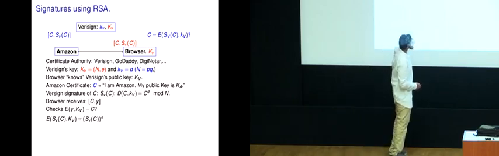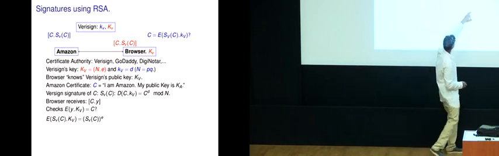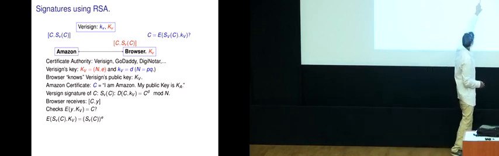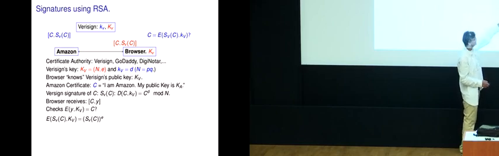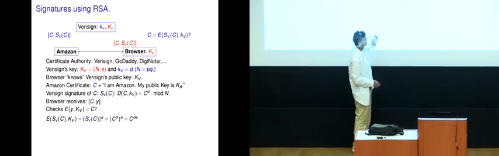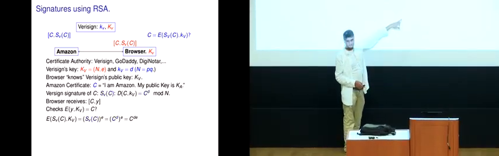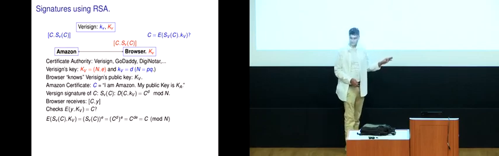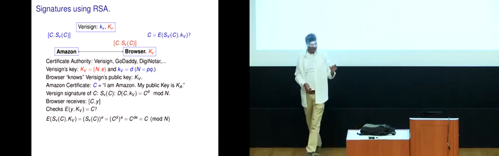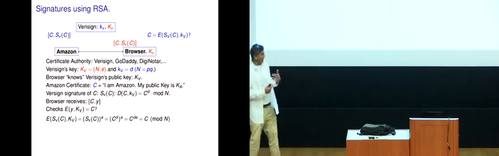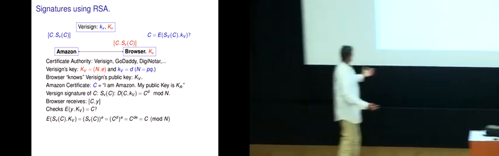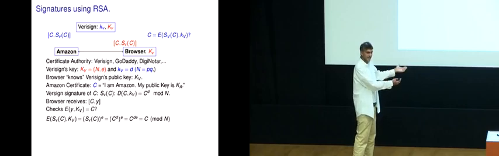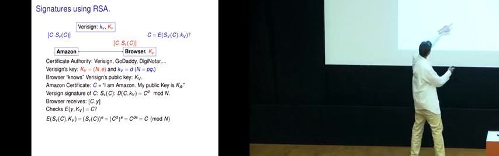I take that signed copy of C and I raise it to the E-th power. Now what should this signed copy of C be if it's all valid? It should be C to the D. So I could plug in C to the D. Oh my. What is C to the DE? I can verify it. I get back C.